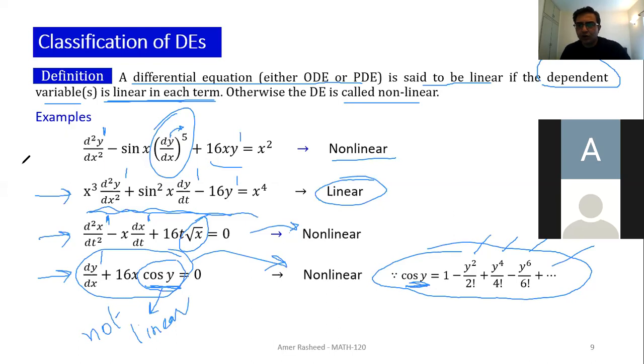I hope you got my point. If you have any question, you can ask me. What about sine y? Sine y is also a non-linear function. If it is involved in any equation, it will not be linear. Similarly, e raised to power y, if involved, is also not linear. So it won't be a linear differential equation.